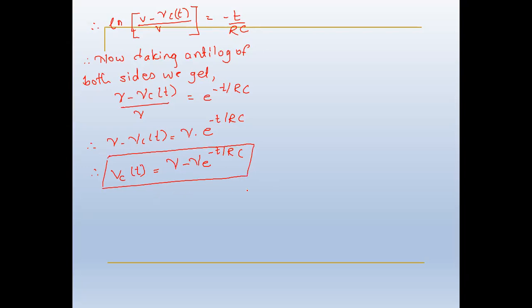Okay, so let us call this one equation number 5. This equation number 5 is the equation of voltage across the capacitor. And here the first term V gives the value of steady state voltage, and the second term, that is V into e raised to minus t by RC, gives the transient portion of the voltage across the capacitor. So next, let us identify the variation of voltage across the capacitor.